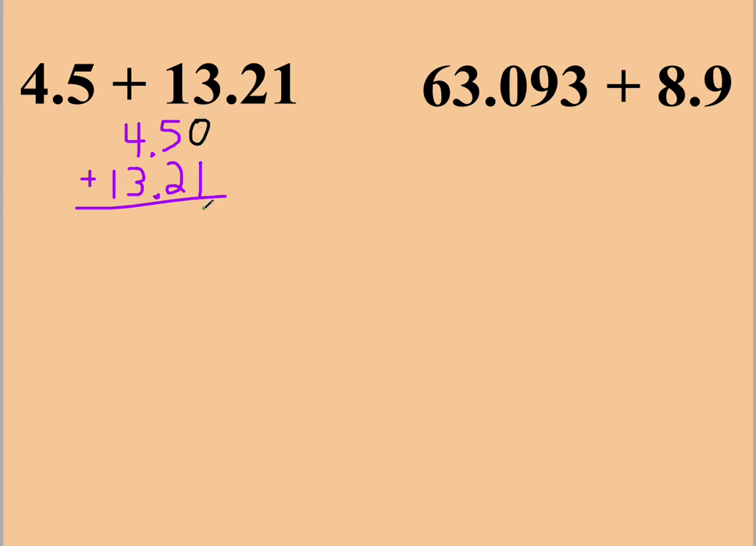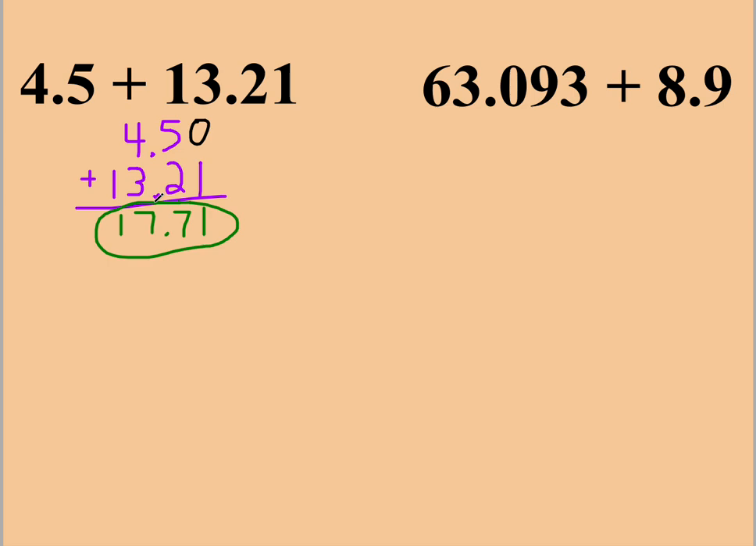Straight down, 0 and 1 is 1, so there's 1 hundredth here. 5 and 2 is 7, so there's 7 tenths. 4 and 3 is 7, so there's 7 ones. And then 1 and nothing in the tens place value, so there's a 1 ten here. So our final answer is 17 and 71 hundredths.